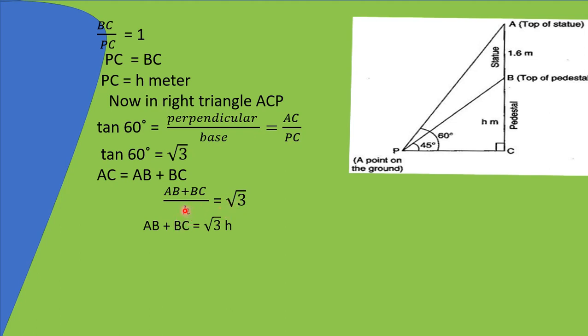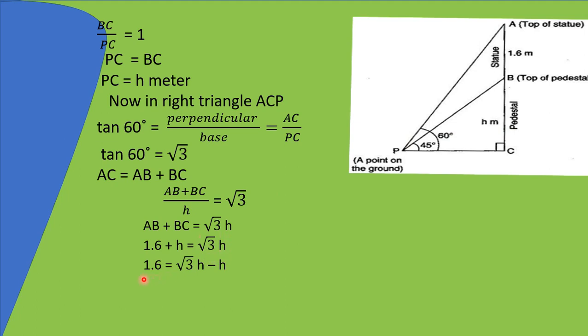Now this H multiplied with this 3, by cross multiplication we get AB plus BC is equal to root 3 into H. Now here the value of AB, that is the height of the statue, is given as 1.6. So we can put the value 1.6 plus BC, and we assumed that it is H. So put BC as H, and it is equal to root 3 H.